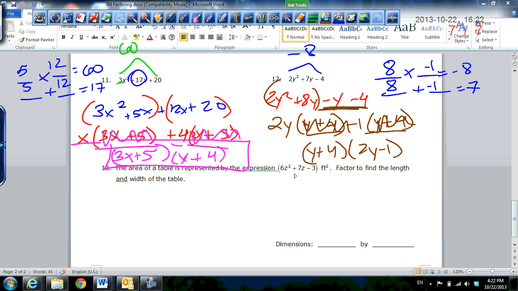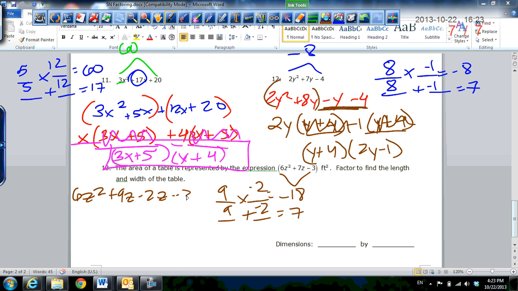The last one's a little crazy. We're factoring that as well. You still multiply 6 times -3, you get -18. What times what makes -18, but also adds up to 7. So that's going to be 9 and -2. So my first term's the same. It's a z. It's kind of weird. We're not used to seeing z's. Plus 9z minus 2z minus 3.